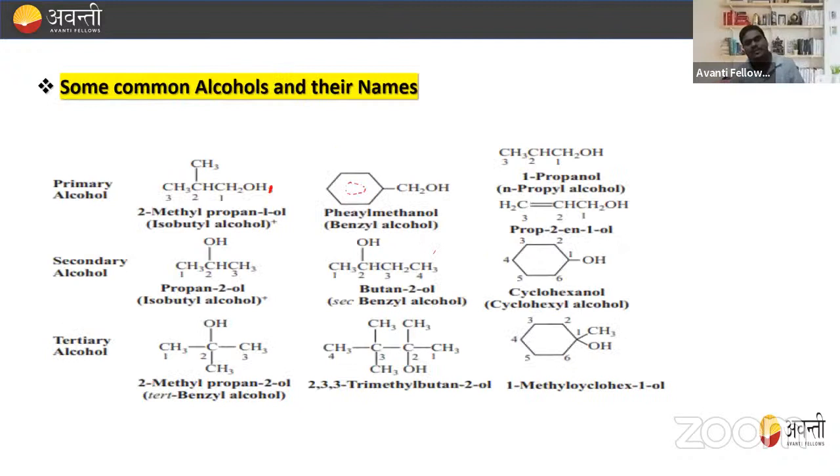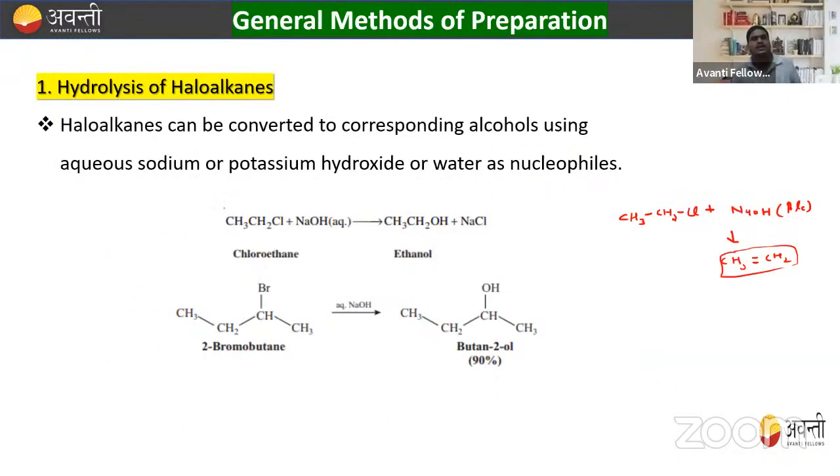And there are some common names that we use. How will you identify alcohol? We use the suffix, with OH as the functional group. Now, the general methods of preparation. How will you prepare alcohol? The first method is the hydrolysis of haloalkane: when CH3CH2Cl is treated with aqueous NaOH or KOH, we prepare alcohol.